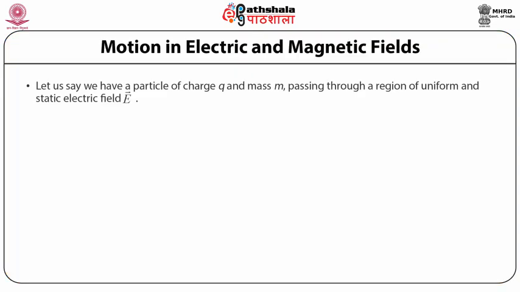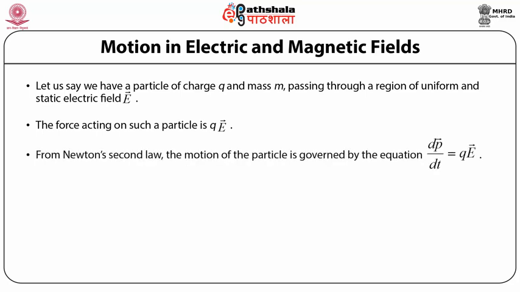We will look at the simplest configuration to begin with, that is, motion in a uniform and static electric field. However, from the very beginning, we will consider relativistic dynamics of the charged particle. Let us say we have a particle of charge Q and mass m passing through a region of uniform and static electric field E. The force acting on such a particle is QE. From Newton's second law, the motion of the particle is governed by the equation dp/dt = QE.